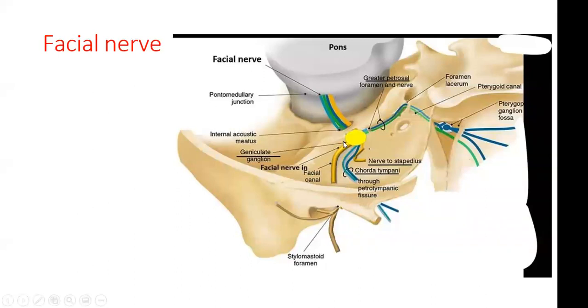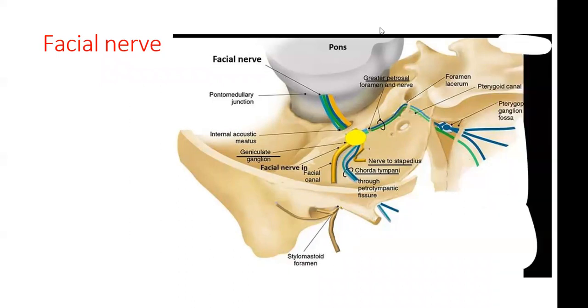If the lesion has gone somewhere there, these two will be involved. If the nerve lesion is somewhere here, then the chorda tympani and nerve to stapedius will be preserved. So based on the place where the lesion is within the facial canal and this bone, which is called the petrous temporal bone, the nerve to stapedius and chorda tympani can be variably affected.